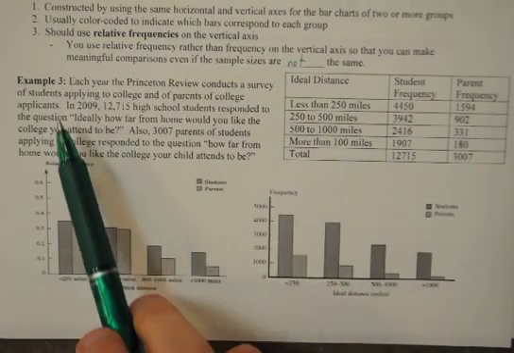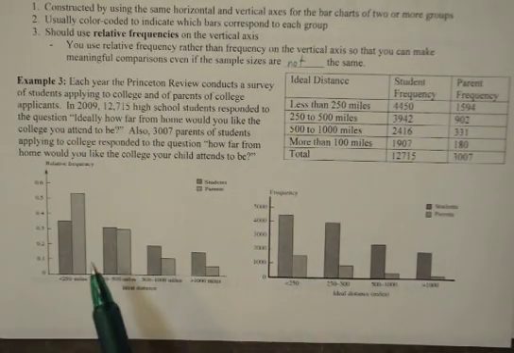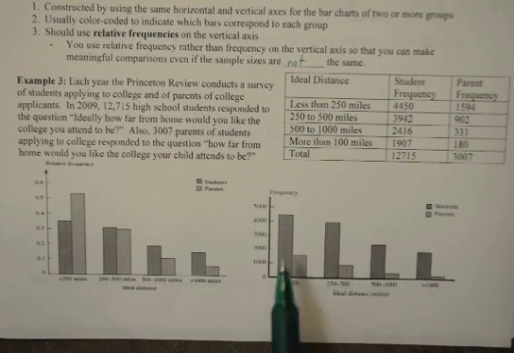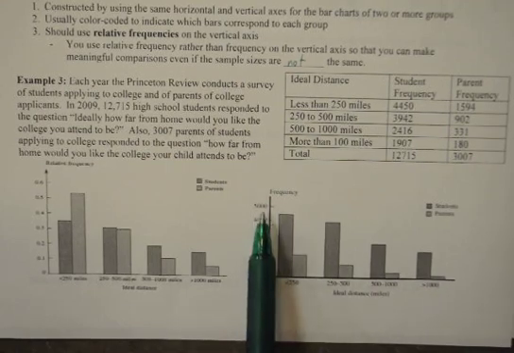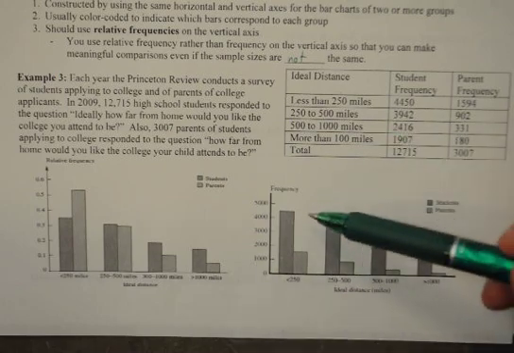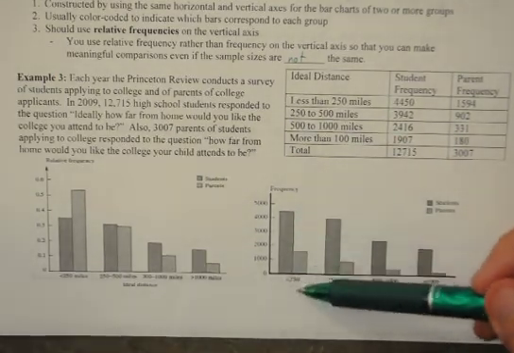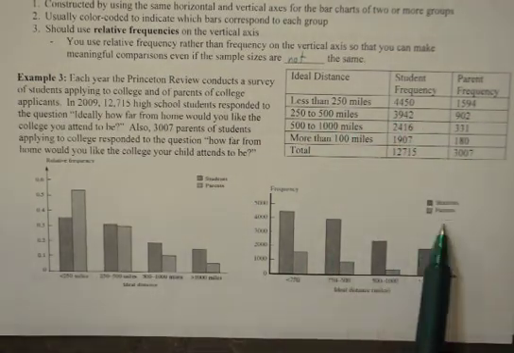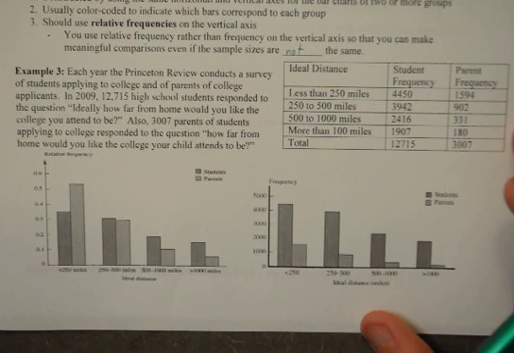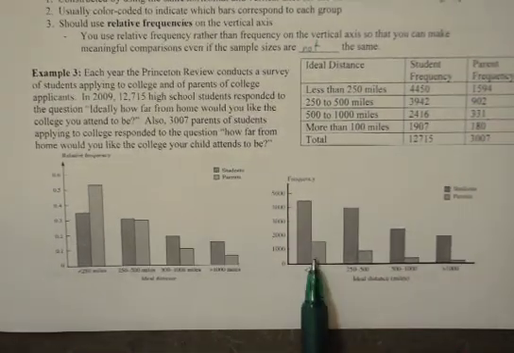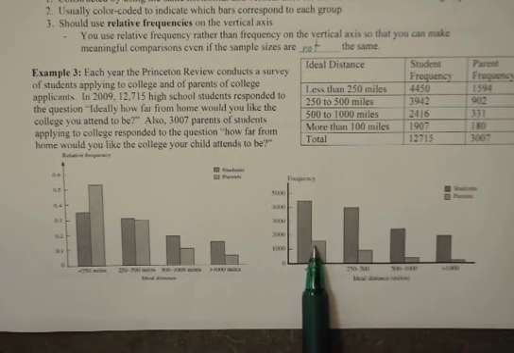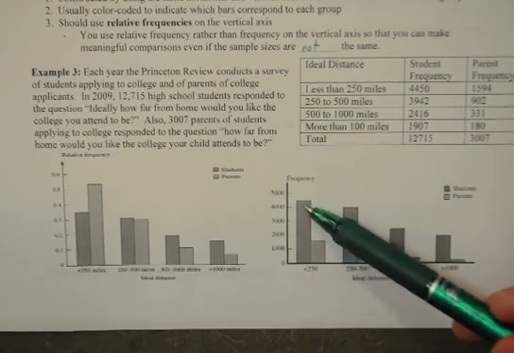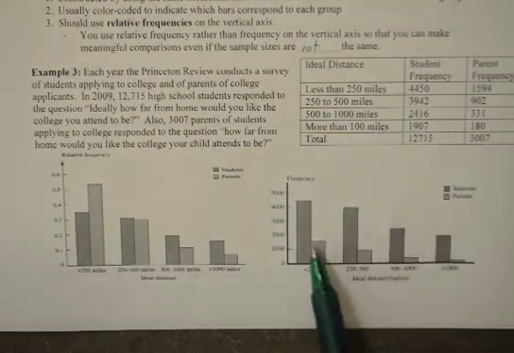All right, example 3. So we can see here, this would be the bar chart if you just used frequency. And here you can see that less than 250 miles here, it looks like the parents are not really caring all that much. You've got quite a few parents in this, you got quite a few less in here than in here. So this bar chart's a little misleading.